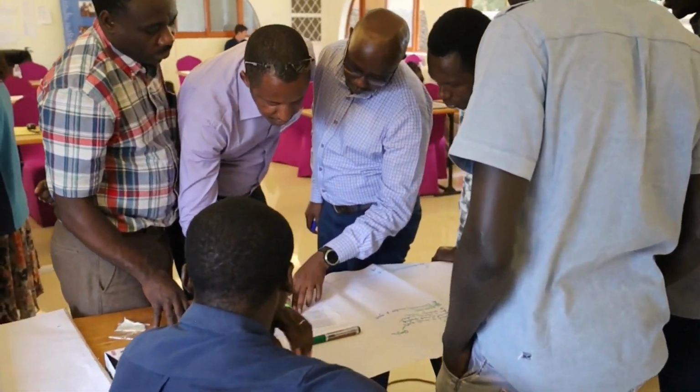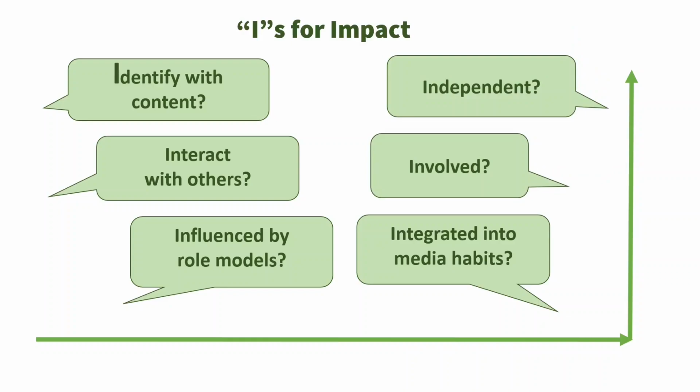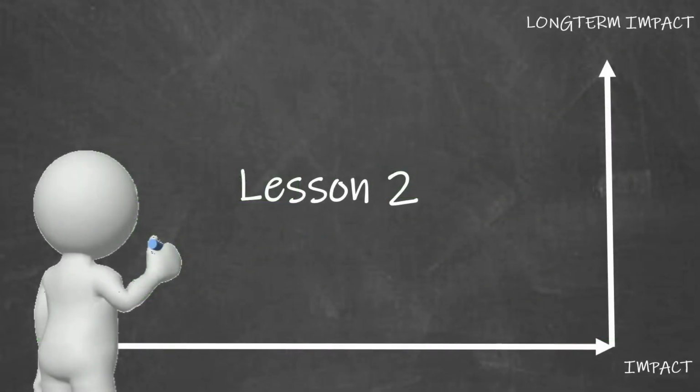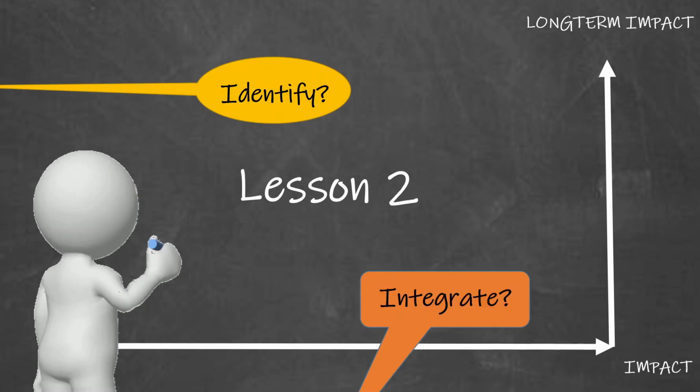Each of the 6 questions starts with I, and together these 6 I questions cover the most foundational factors for effective impact. In today's Eyes for Impact lesson, we're going to look at the 2 questions Identify with the content and Integrate into media habits. Both of these 2 questions are to do with the more technical aspects of communication design, but they start the reflection process at polar opposite sides.